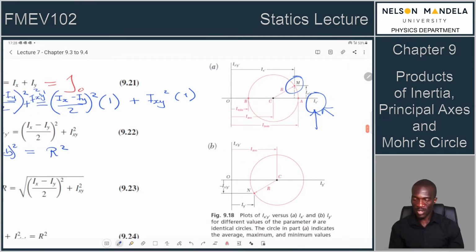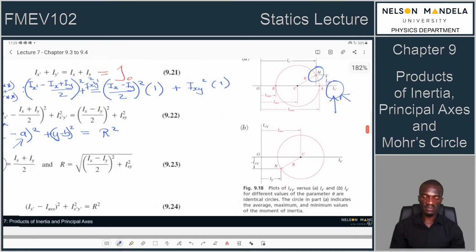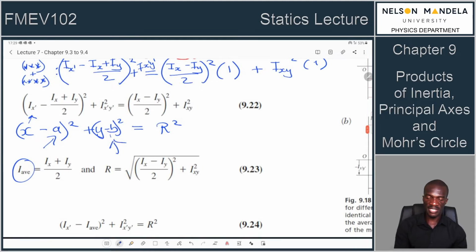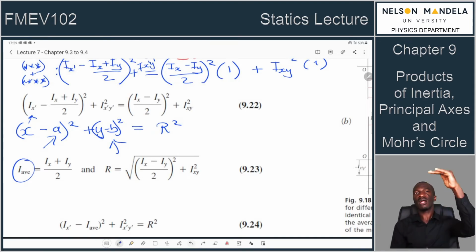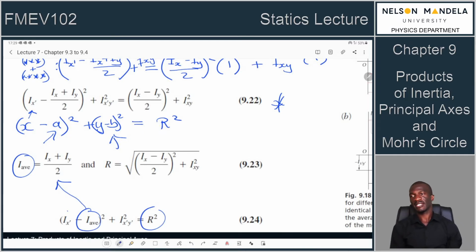So with these plots of the product of inertia in the new axis versus either Ix prime or Iy prime for different values, you can then calculate your minimum and your maximum moments of inertia. Equation 9.24 is an exciting rephrasing of this equation, because for this equation our b is always equal to 0. That's our starting point for our calculation. Why? Because we said our products are either positive or negative. So our b is 0. So in this case now, equation 9.24 is basically telling you the very same thing that we wrote in equation 9.22. That our Ix prime minus I average, this is your I average, then plus this product of inertia gives you an R squared.